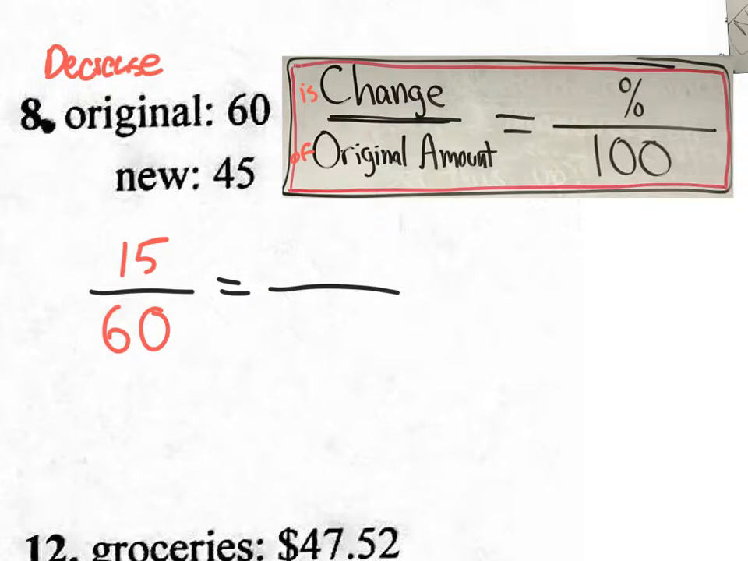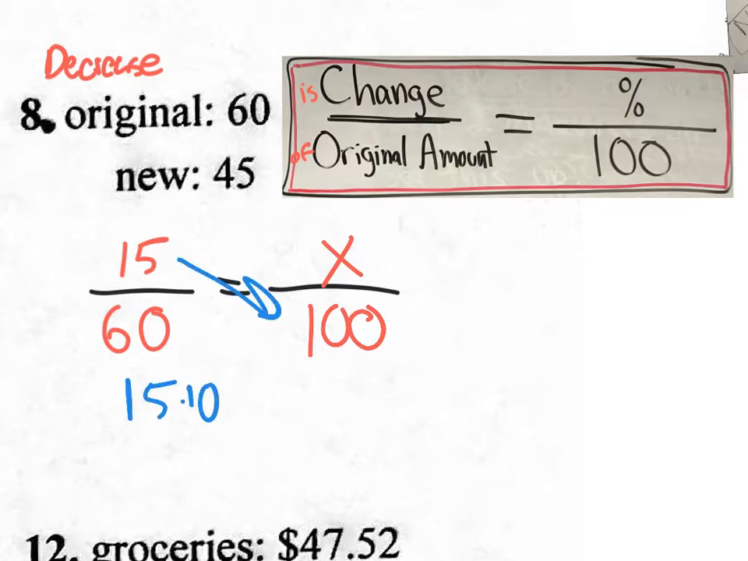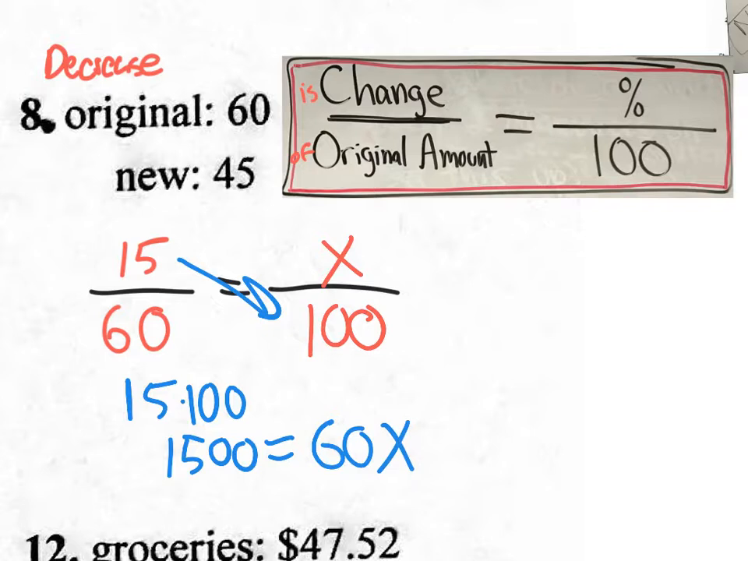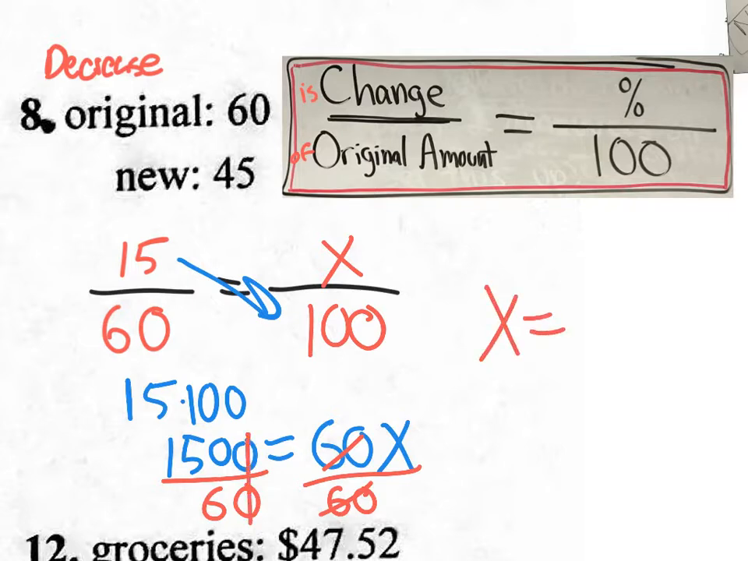We know it decreased by $15, but since we don't know the percent, we're going to put an X over the 100 to represent the percent that we're about to find out. So we're going to cross multiply. 15 times 100 is 1500, and then equals 60 times X is 60X. So we're going to divide by 60, divide by 60.